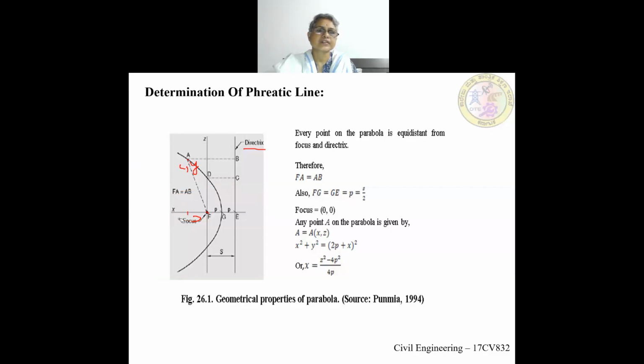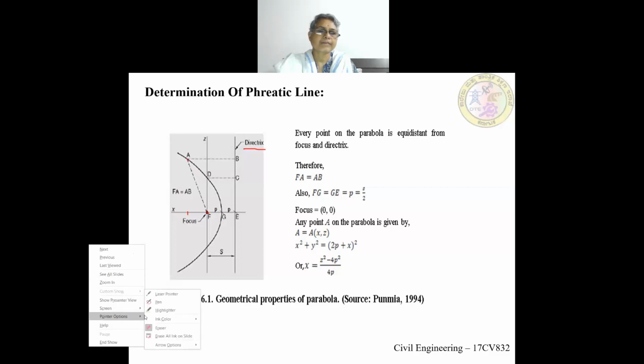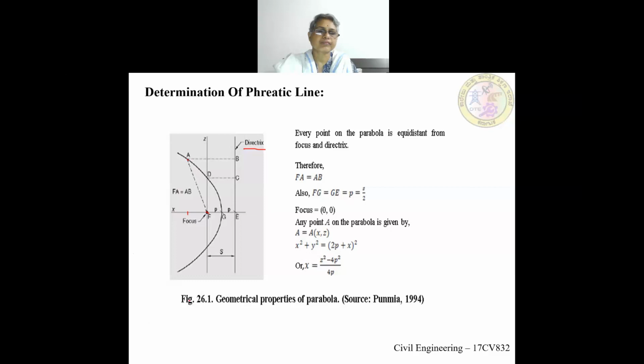I'll just erase this. So I'll try to draw neatly. So this distance is x and this distance is y. And this distance is square root of x square plus y square. So this distance AF is the square root of x square plus y square, because it is a right angle triangle.